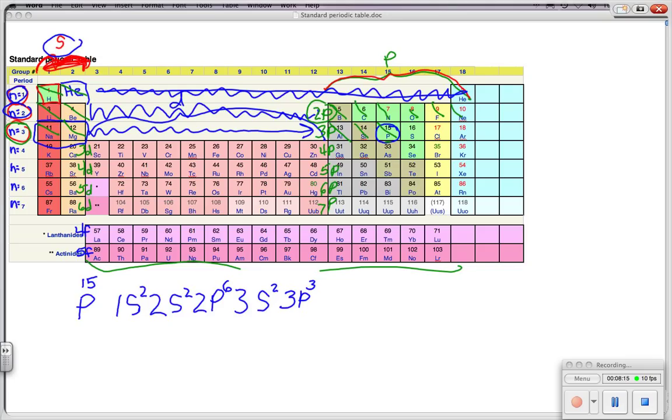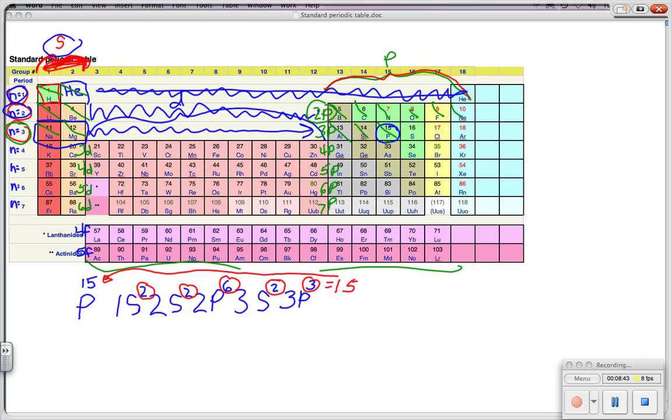You can always check it, because if you add up 2 plus 2 plus 6, which is going to be 10, plus 2 more, plus 3 more, that equals 15. Okay, 15 electrons. 15 electrons has to equal the atomic number 15 right there.